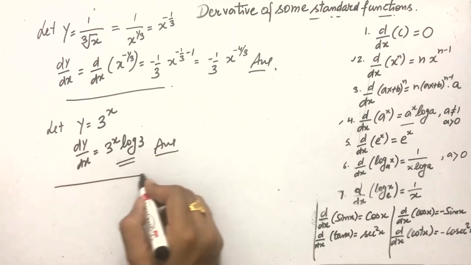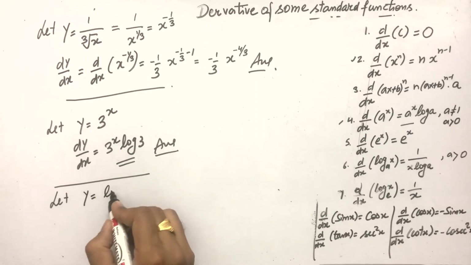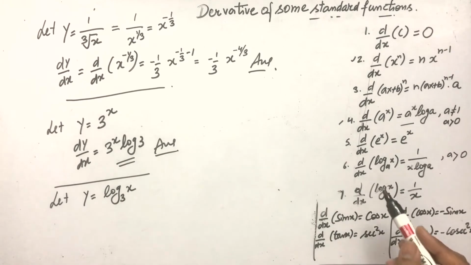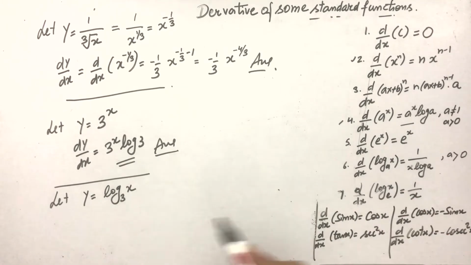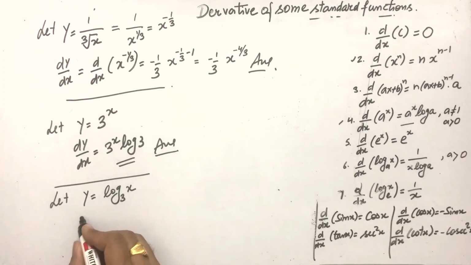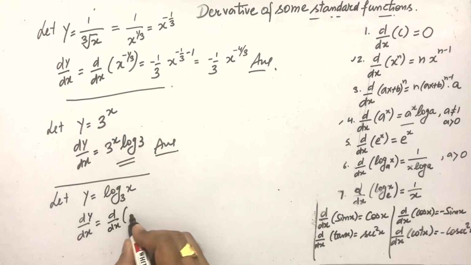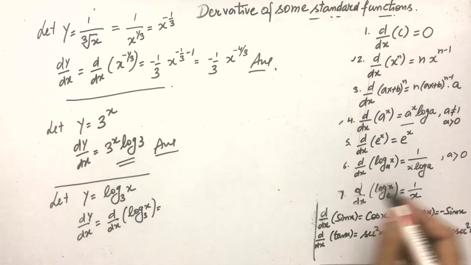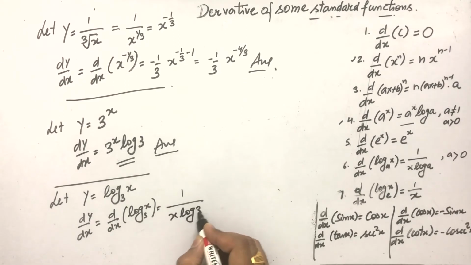Okay, let us have one more numerical. Let y is equal to log x with base 3. So which formula we use here? This one. So when you compare, what is the base here? 3. So a is equal to 3. So dy by dx, that is d by dx of log of x base 3. So how much is the answer from this? 1 upon x log of 3. That's it.